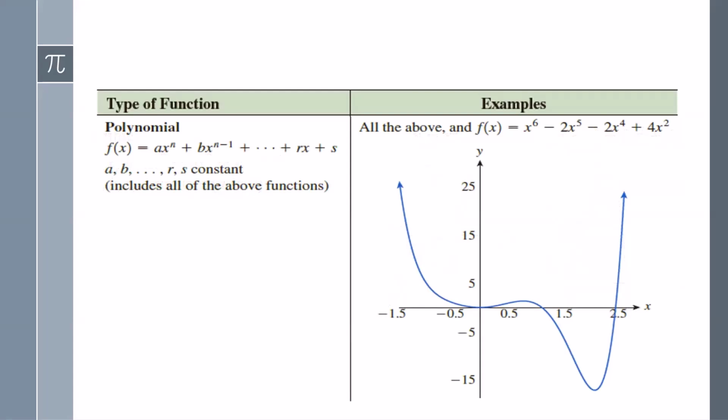A degree n polynomial is a polynomial of the form ax to the n plus bx to the n minus 1, etc., where a, b, r, and s are constants. An nth degree polynomial will typically have n minus 1 bumps. If a is positive, then it'll end in the top right corner. If a is negative, it'll end in the bottom right corner.